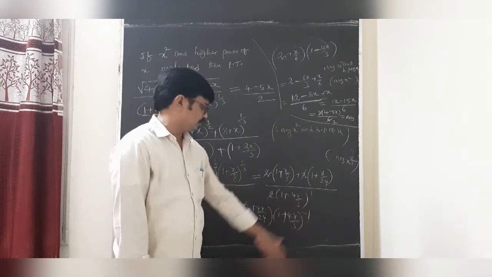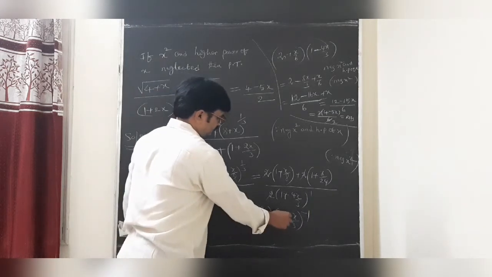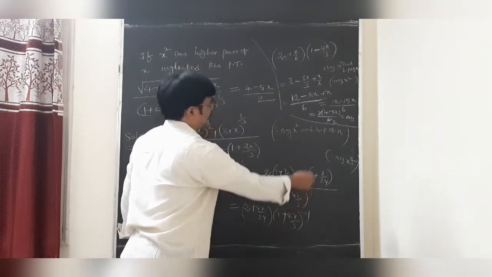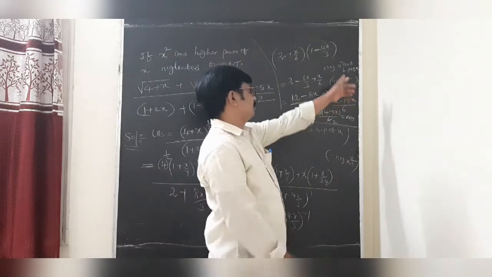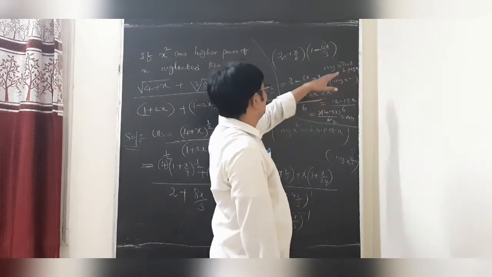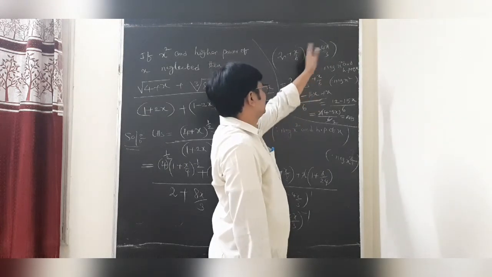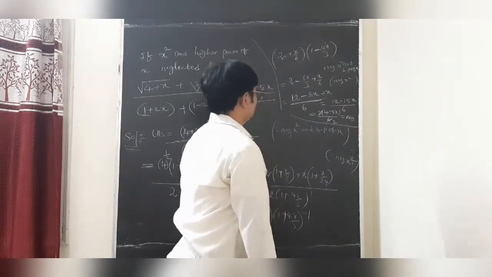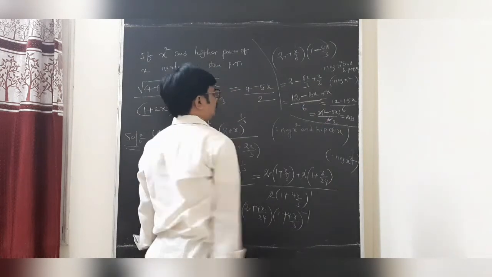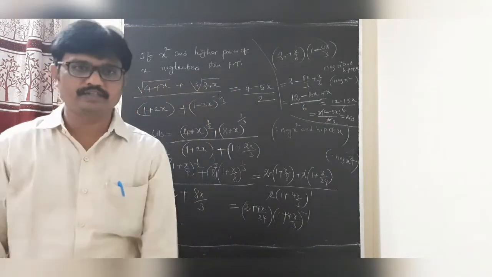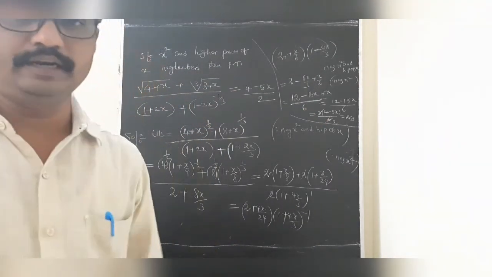When you are sending to the numerator, this is again 1 minus nx. After the x square and remaining higher power of x be neglected. So students, first you have to multiply with 2. After that x by 6. The x square term is neglected. So we are taking the LCM 6. Then we got 4 minus 5x by 2. Okay students, write down.